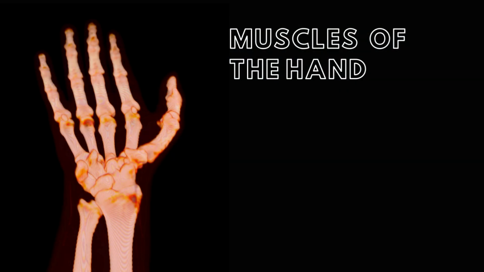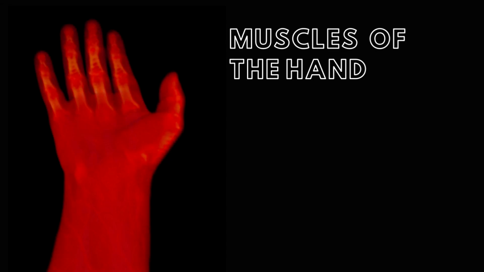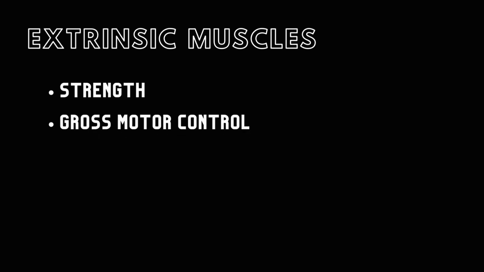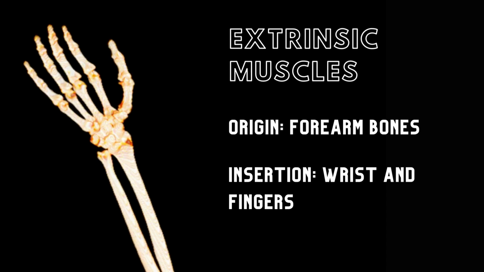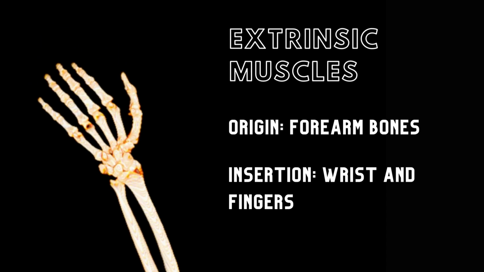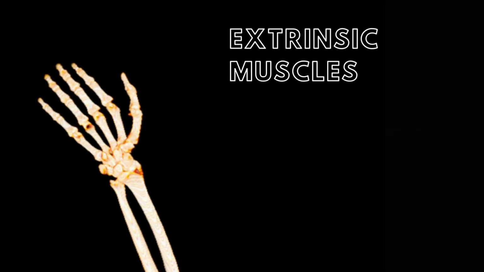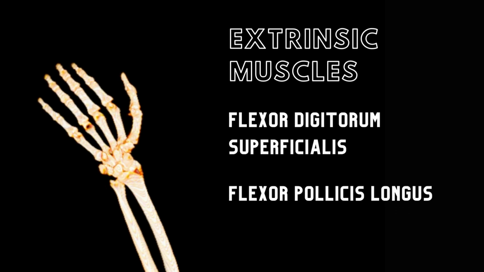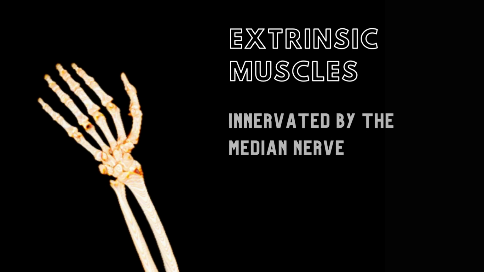The numerous muscles of the hand are organized into two groups, extrinsic and intrinsic muscles. The extrinsic muscles of the hand are essential for strength and gross motor control of the hand and fingers. They originate from the bones of the forearm and insert at various points on the wrist and fingers. Two of them, the flexor digitorum superficialis and the flexor pollicis longus, are innervated by the median nerve.